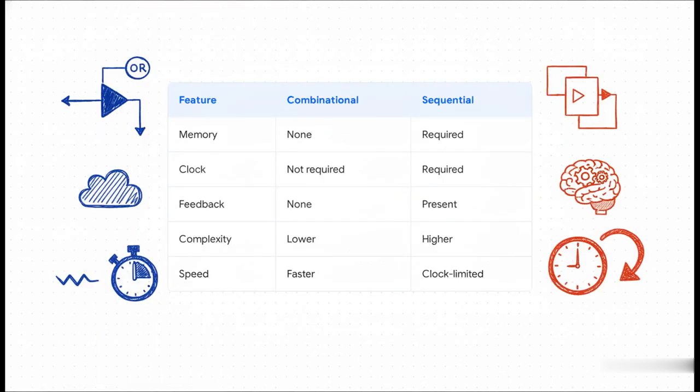So putting both halves head-to-head really cements how they work together. Combinational logic: no memory, no clock, no feedback. It's less complex and generally faster because it just pushes signals through. Sequential logic absolutely needs memory, a clock, and feedback loops. It's way more complex, and its speed is strictly bottlenecked by the clock frequency, but it's what lets us actually build state machines and registers.